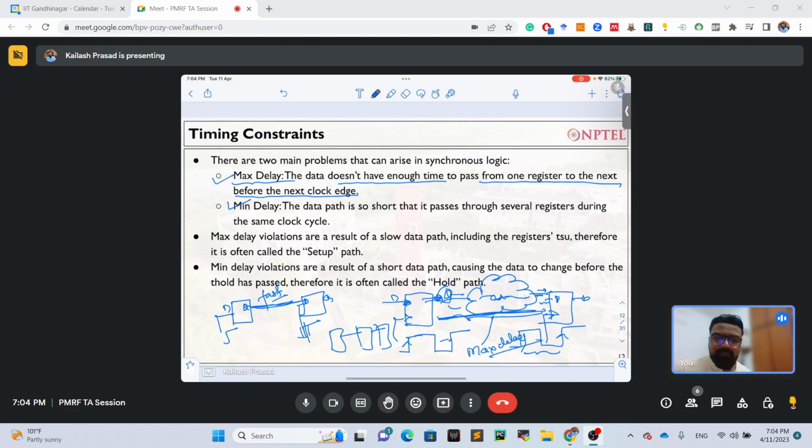So if there is a max delay violation, we call that a setup path. Suppose there is a setup violation: there were two flops and some combinational logic, and I have provided a clock of say 5 nanoseconds, and there is a setup violation. Can anybody tell me how I remove this setup violation? The data is not reaching in the given time period. What should you do?